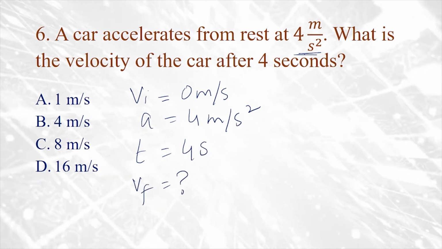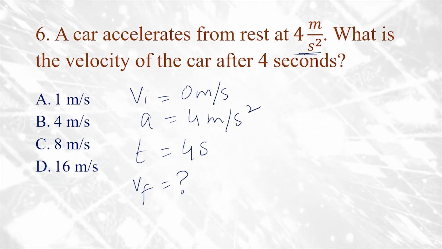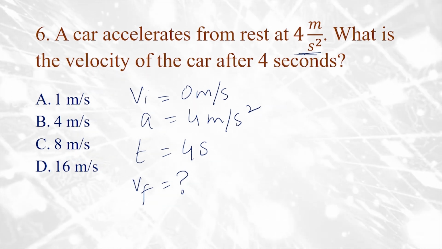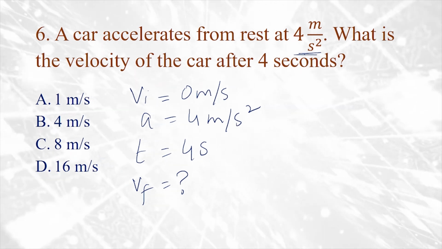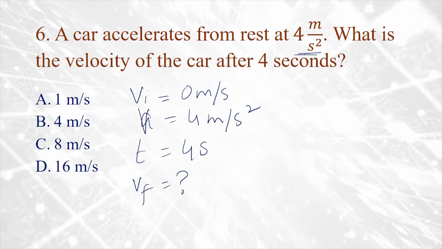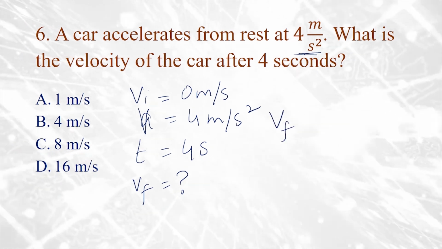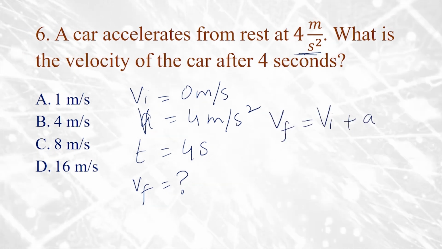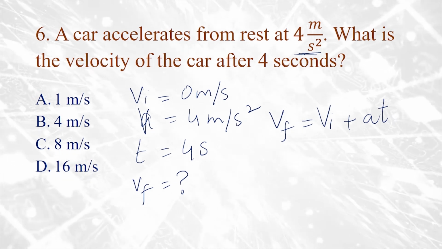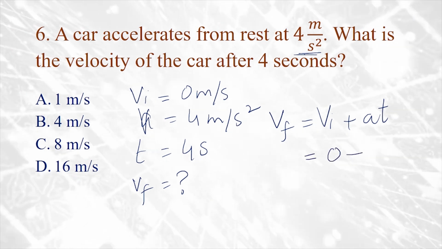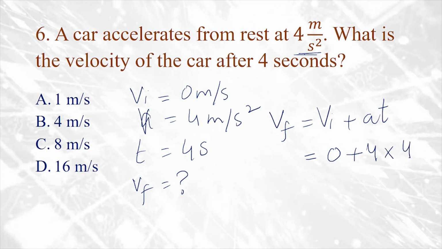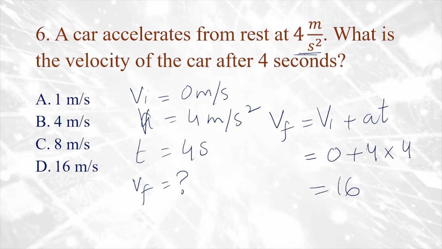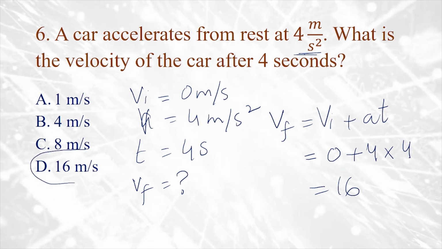It's a very easy multiple choice question. You can use the first equation of motion, which is VF equals VI plus AT. So VF is unknown, VI is 0, plus 4 into 4. So 4 into 4 is 16. So the correct answer is 16 meter per second.